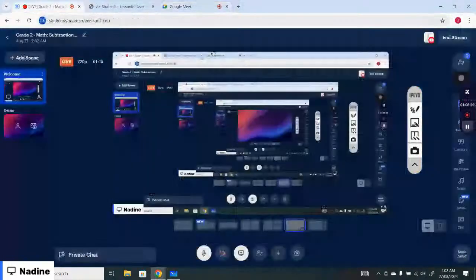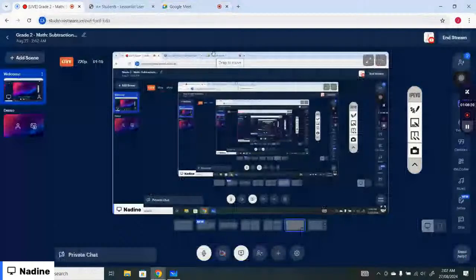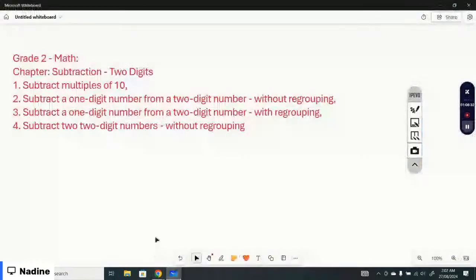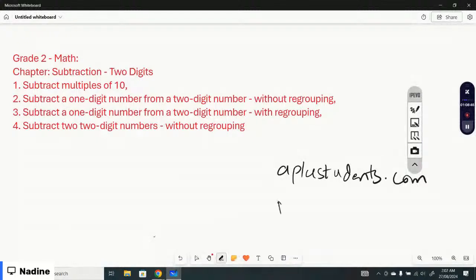We are here for grade 2 math. You can find all the lessons on aplusstudents.com. You have to log in there using your email address and password as provided by the administrator. Then you have to select math from the subject tab. Scroll down to grade 2 math and then click all lessons.